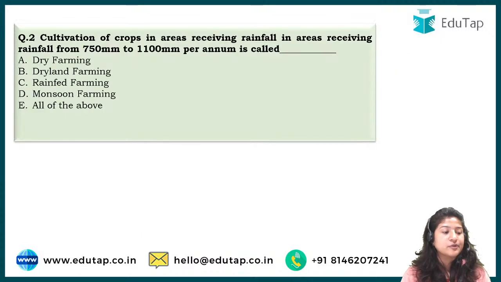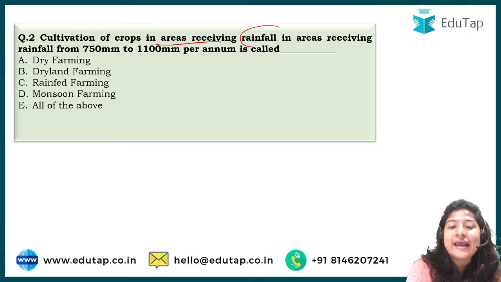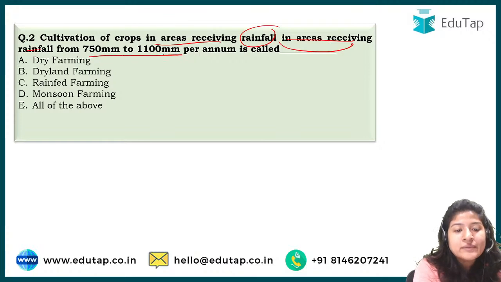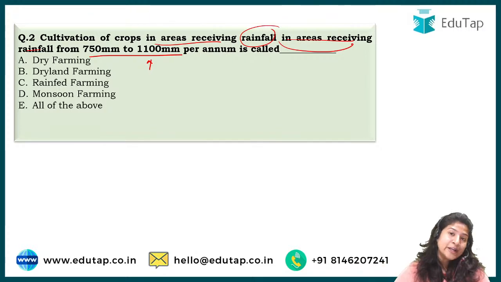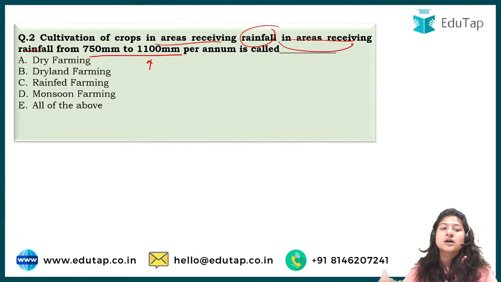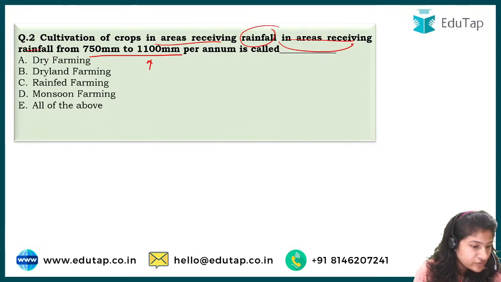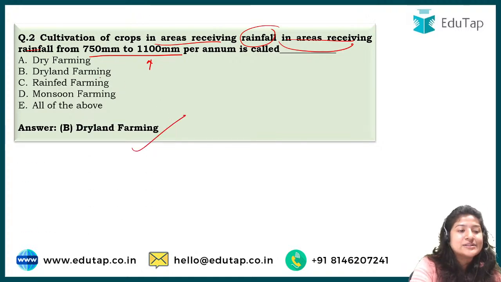Hi Akash, good afternoon. Right, next question. It asks: cultivation of crops in areas receiving rainfall from 750 mm to 1150 mm per annum is called. Okay, all right. So depending on the amount of rainfall that falls in a particular area, the areas have been classified as follows. The farming system is classified, and you have to tell me which of the following is the name of the farming system. All right, so the correct answer to this is option B, that is dry land farming.